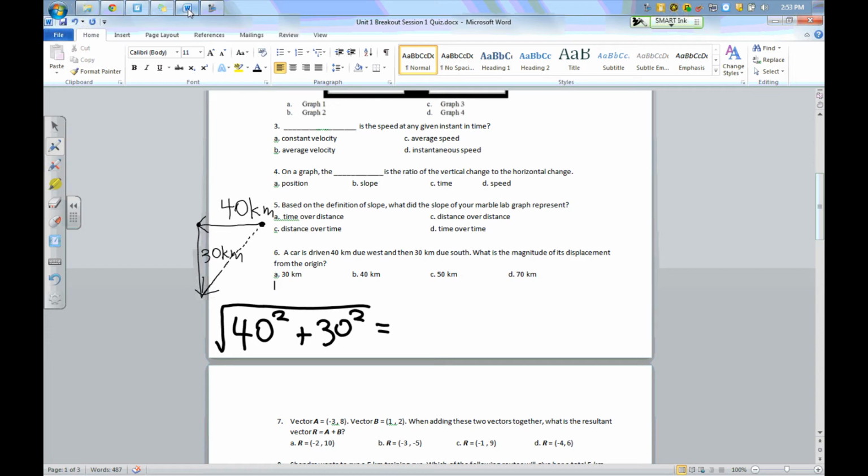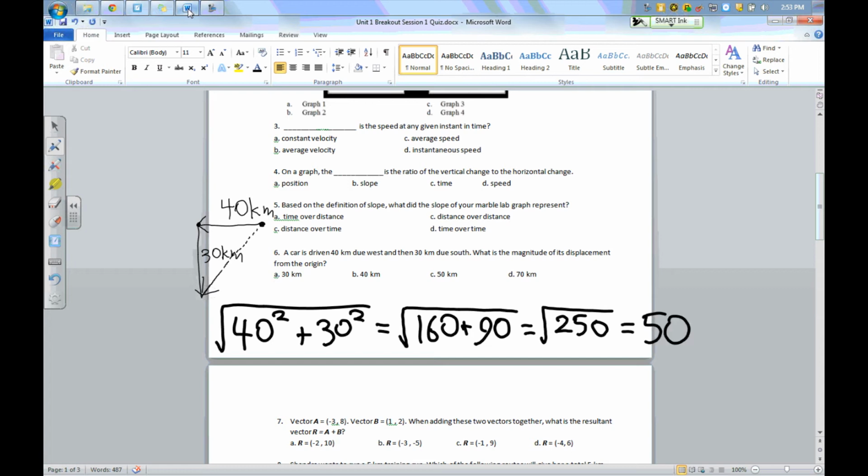40 squared is 1600. 30 squared is 900. Take the square root of all of that. The sum of these two will be the square root of 2500, which is the same. The square root of 2500 is 50. And because we want to be consistent with our units, which are kilometers, the answer here is 50 kilometers.